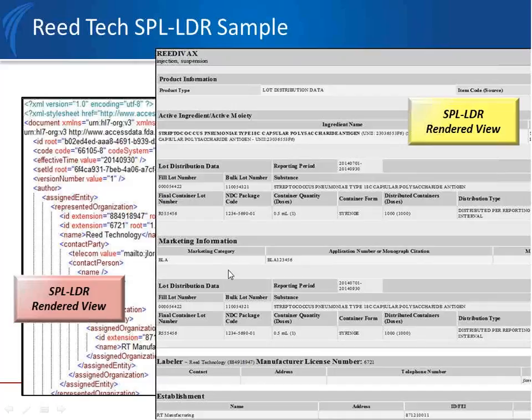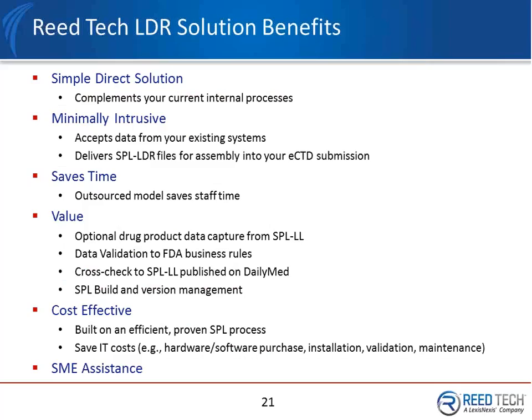There is a bug in the current style sheet where the lot distribution data, as you can see here, is displaying twice for each lot. That's something the FDA is aware of, and they're going to be releasing an update to the style sheet to correct this shortly.